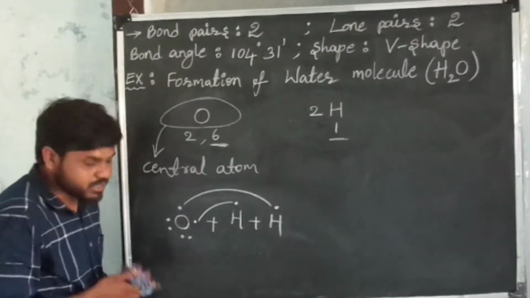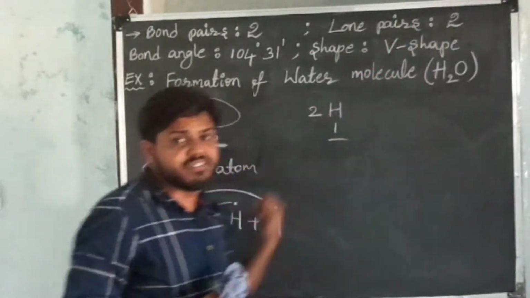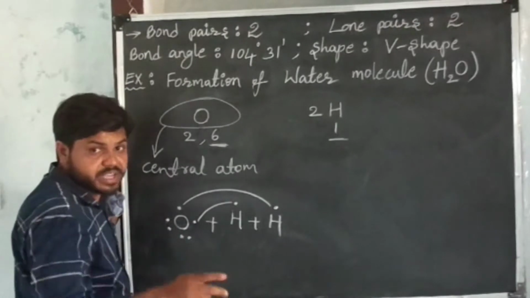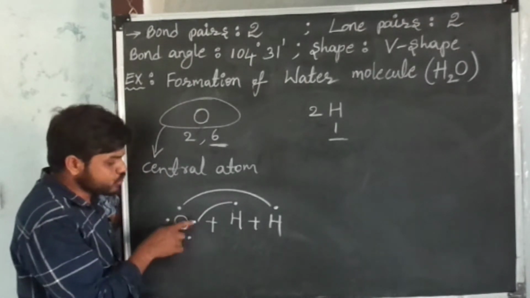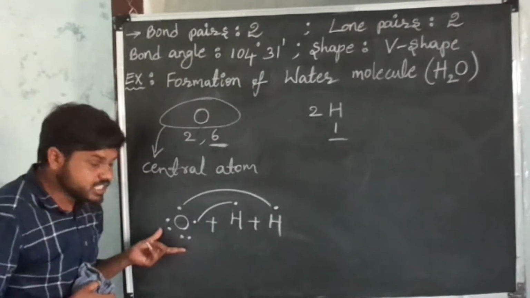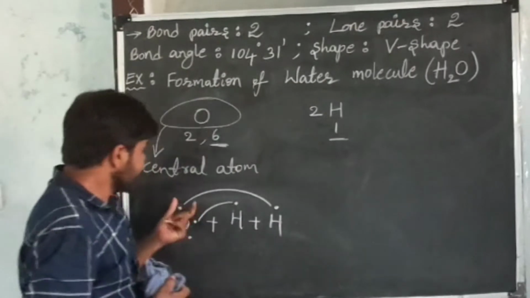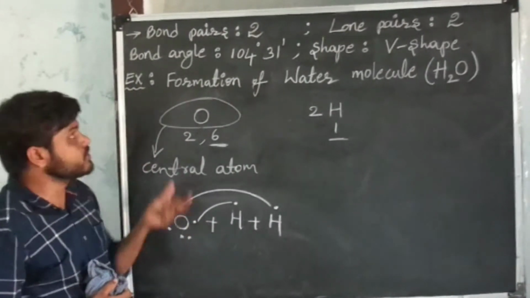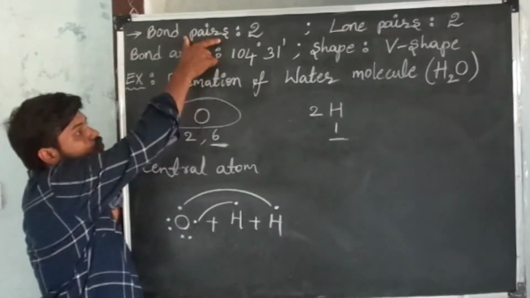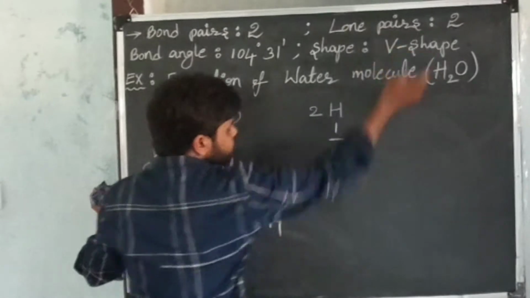Oxygen is the central atom. That's why these 4 unbonded electrons give 2 lone pairs in the valence shell, and these 2 bonded electrons give 2 bond pairs.